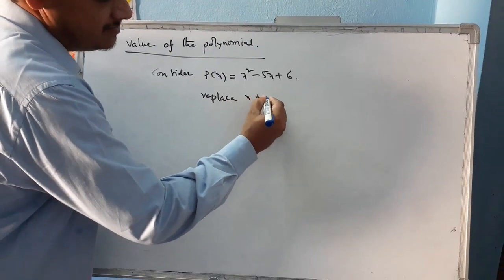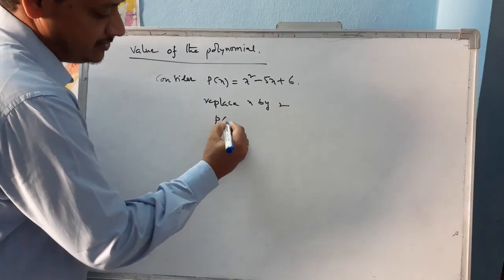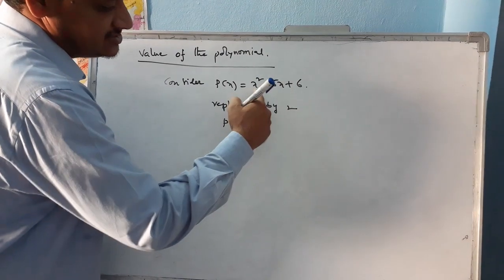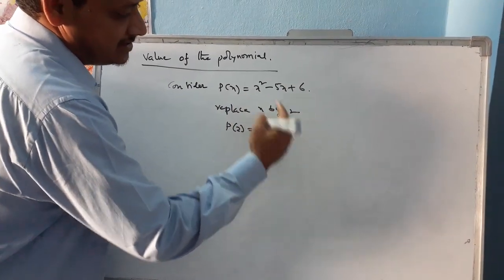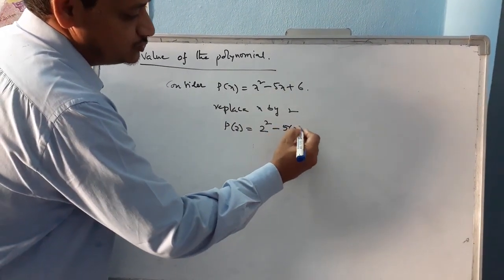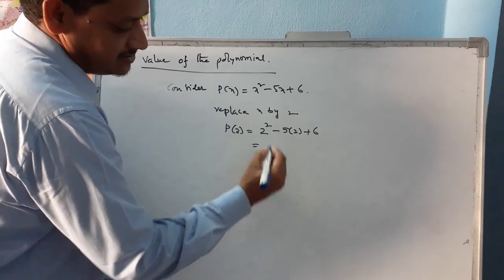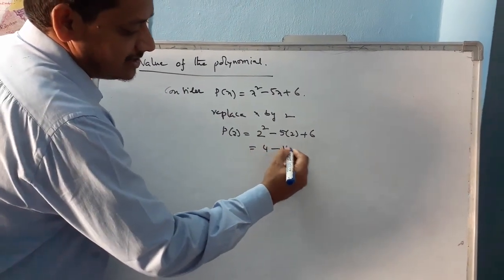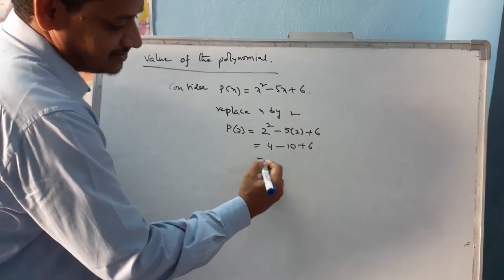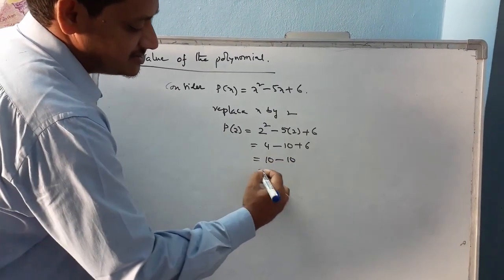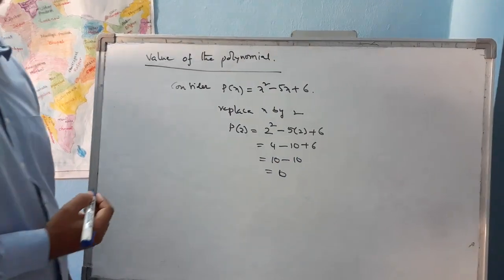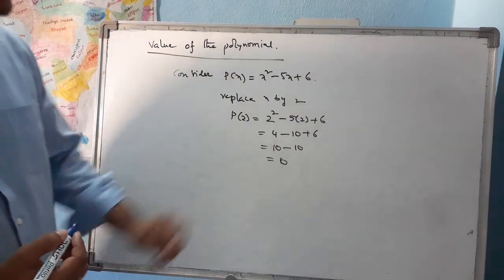Replace x by 2. We will get p of 2 is equal to x square, means 2 square, minus 5x, means 5 into 2, plus 6. Here it is 4 minus 10 plus 6, that is 10 minus 10, is equal to 0. So p of 2 is equal to 0.